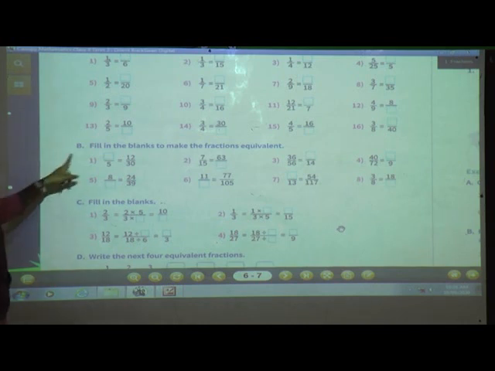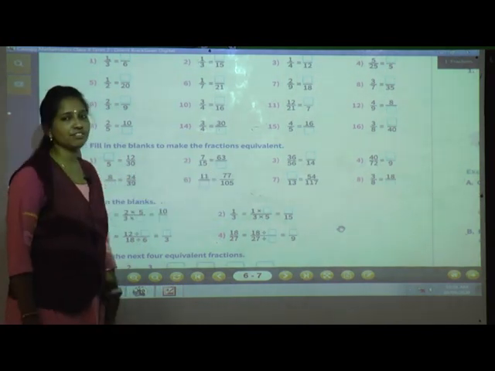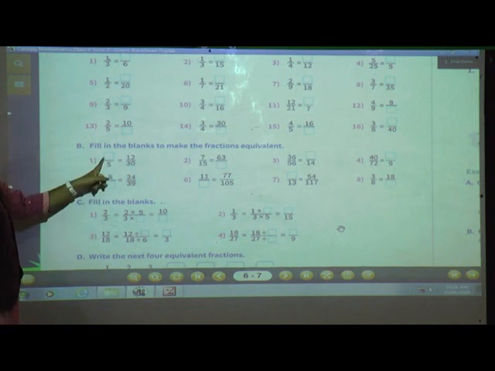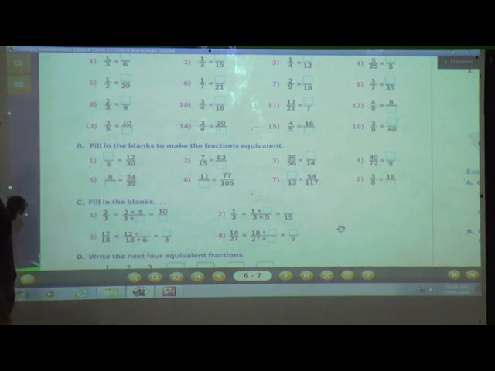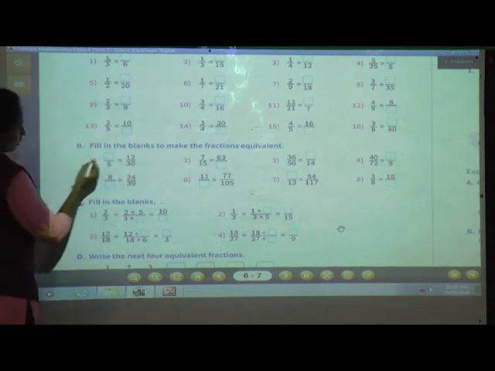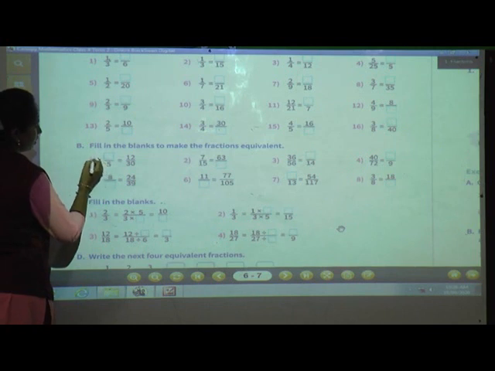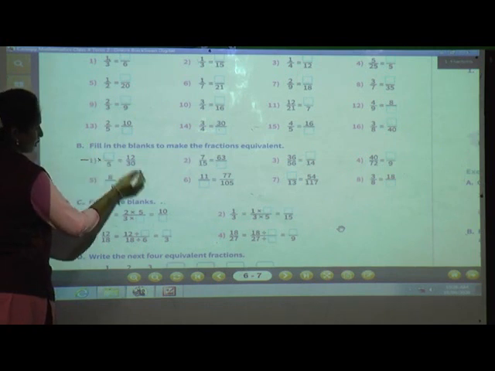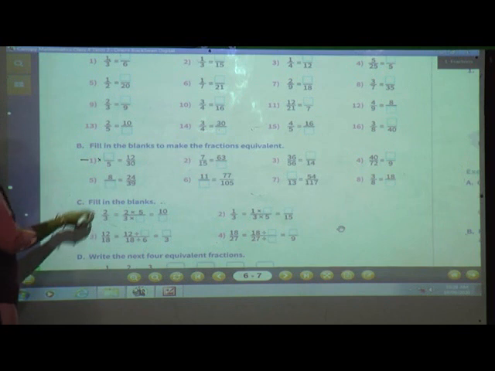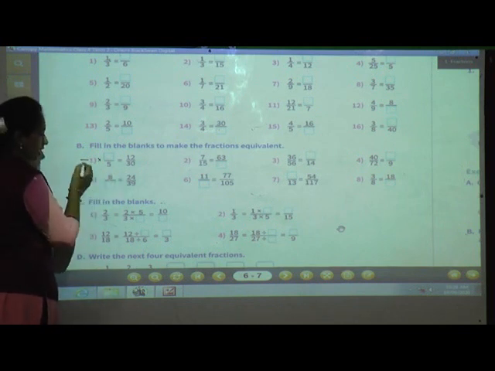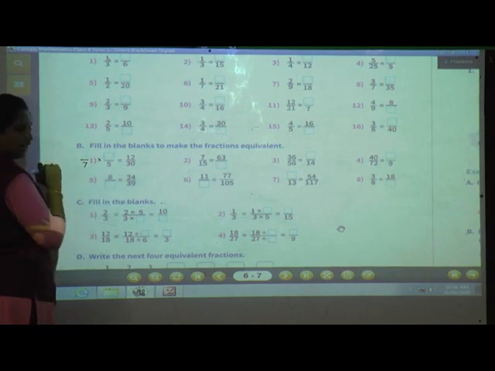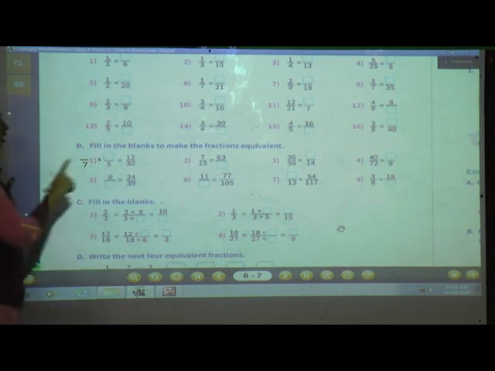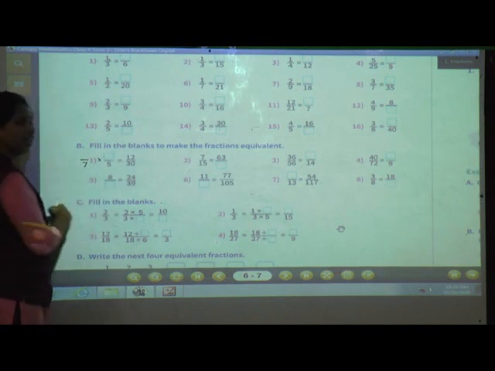What is the B question? Fill in the blanks to make the fractions equivalent. Now dash divided by 5 is equal to 12 divided by 30. Now see, we need to go with multiplication. Which number if we multiply with both the numbers to get the equivalent fraction? Now see, 5 7s are 30, isn't it? Correct or no? Yes. So here what 7s are 12?